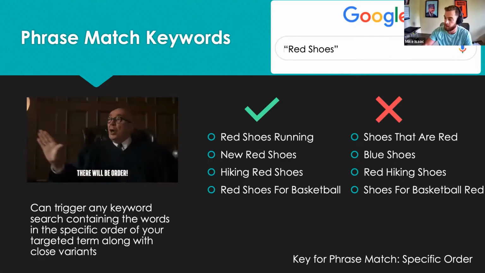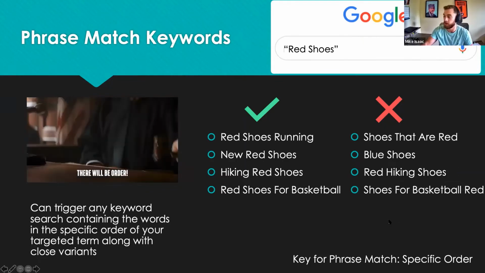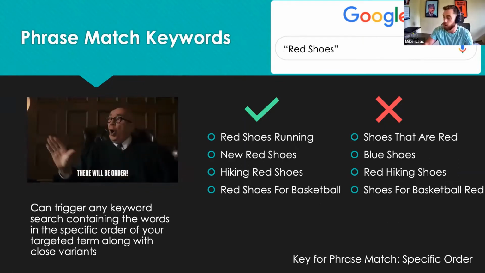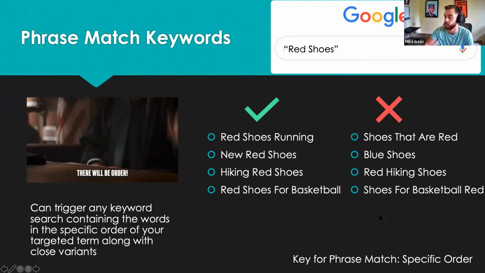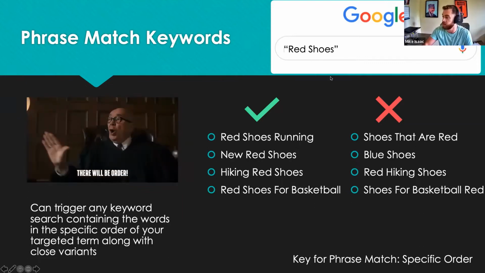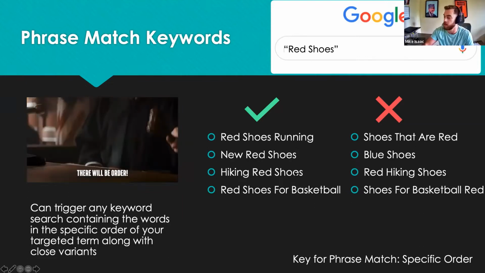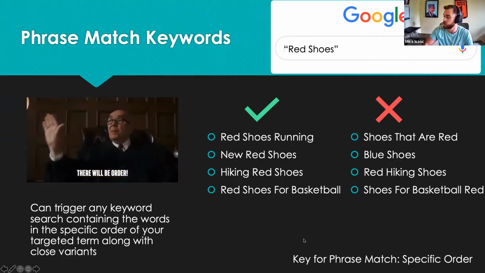New red shoes, hiking red shoes for basketball. The terms that it wouldn't show up for are shoes that are red, blue shoes, red hiking shoes, and shoes for basketball red. While those are still kind of closely related to what we have as the targeted keyword here, with this specific match type, it wouldn't be triggered. And so the key to think about with phrase match is having keywords in a specific order.